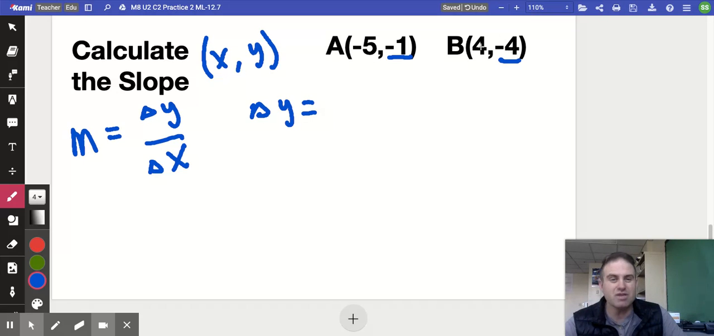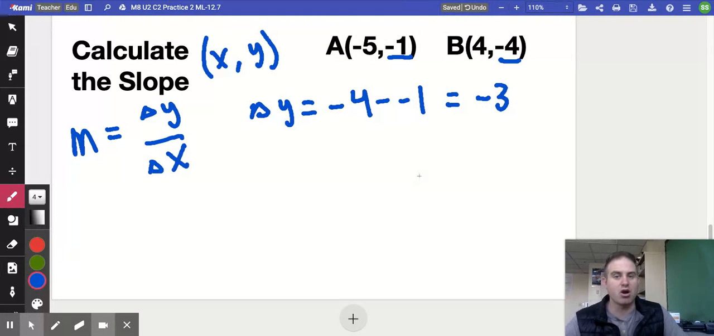So here we've got some negative numbers, so this can be a little bit confusing to think about. We're going to start with -4 minus -1. The minus and negative turns into addition, so we'll end up with -3. Our y changes down 3.